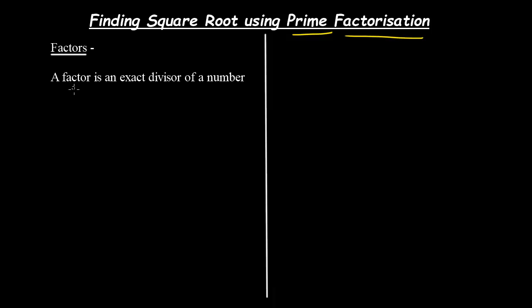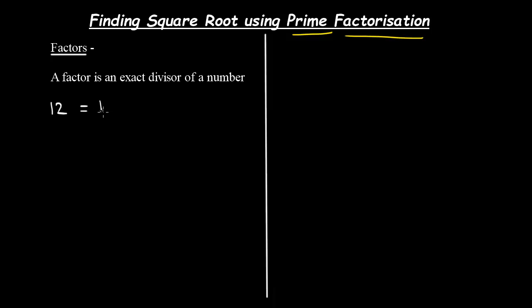A factor is an exact divisor of a number. Let's understand this with the help of an example. Let's take a random number, 12. To get the factors of 12, we need to write 12 as a product of two numbers in all the possible ways. So how can we write this?